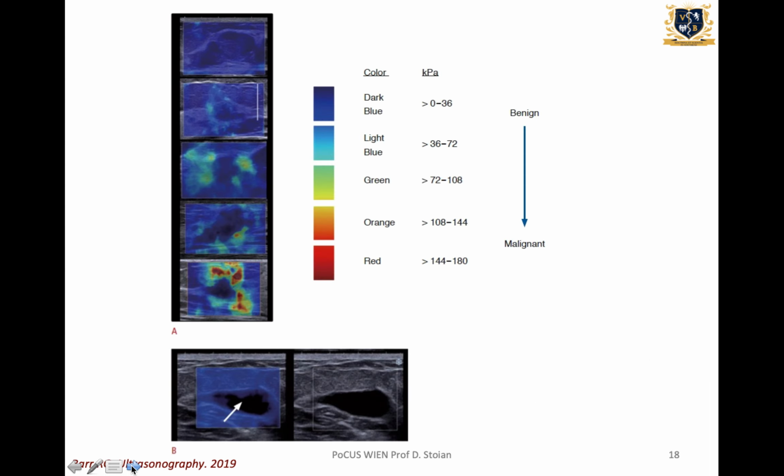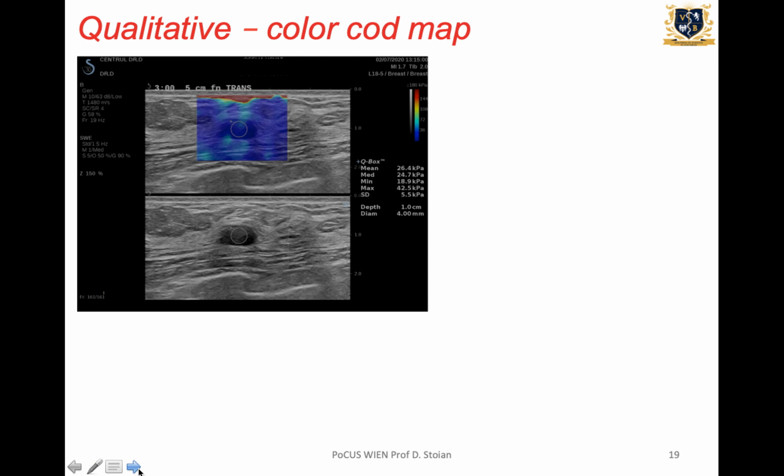We can have the same color code or qualitative color map, and you have to pay attention to the colors, which sometimes are different from one manufacturer to another. So blue is soft and red is stiff, which is the total opposite to strain in the vast majority of strain devices, and the redder the color, the higher the values in kilopascals, the higher the risk of malignancy.